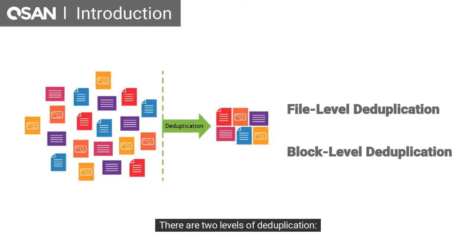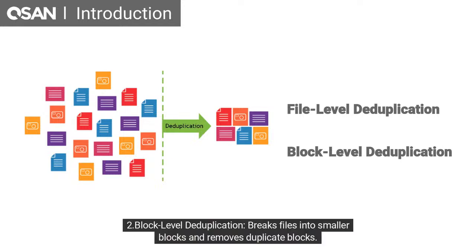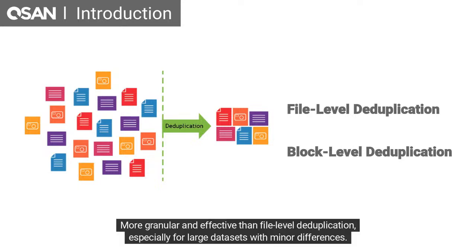There are two levels of deduplication. 1. File-level deduplication compares entire files and removes duplicates, useful in environments where identical files are frequently saved. 2. Block-level deduplication breaks files into smaller blocks and removes duplicate blocks, more granular and effective than file-level deduplication, especially for large datasets with minor differences.